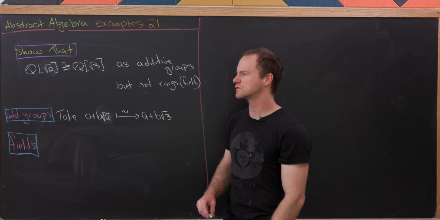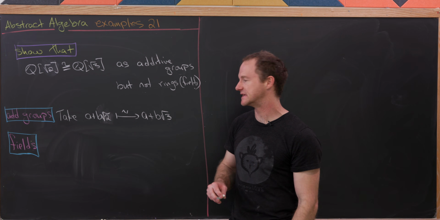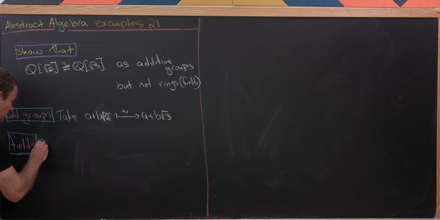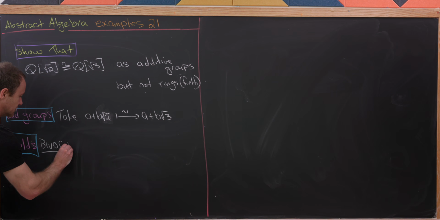And now let's see what goes wrong if we try to say that there is an isomorphism at the level of fields. Okay, so let's work by way of contradiction, as I just alluded to.